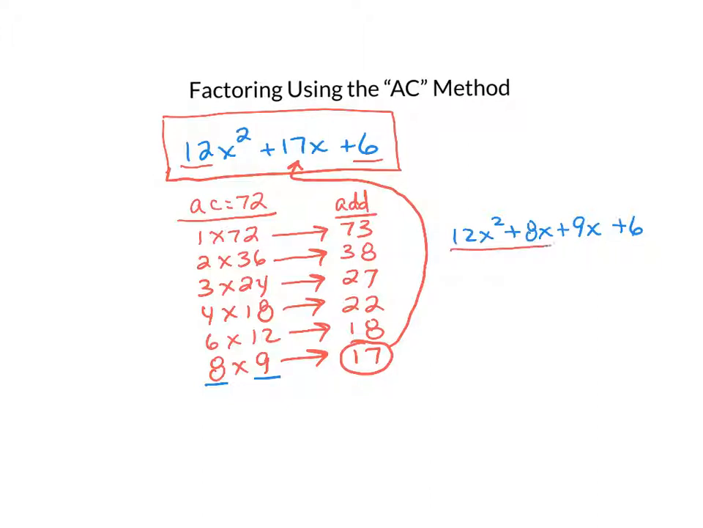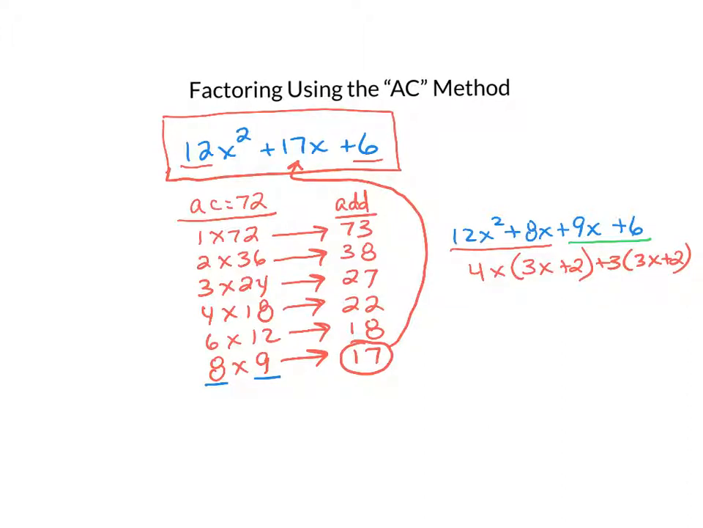For the first two terms, I can factor out a 4x. So I'm going to factor out a 4x. I'm going to be left with 3x plus 2. For the second set of terms, the third and the fourth term, I have 9x plus 6. I can factor out a 3. So I'm going to factor out a 3. And I'm going to end up with 3x plus 2.